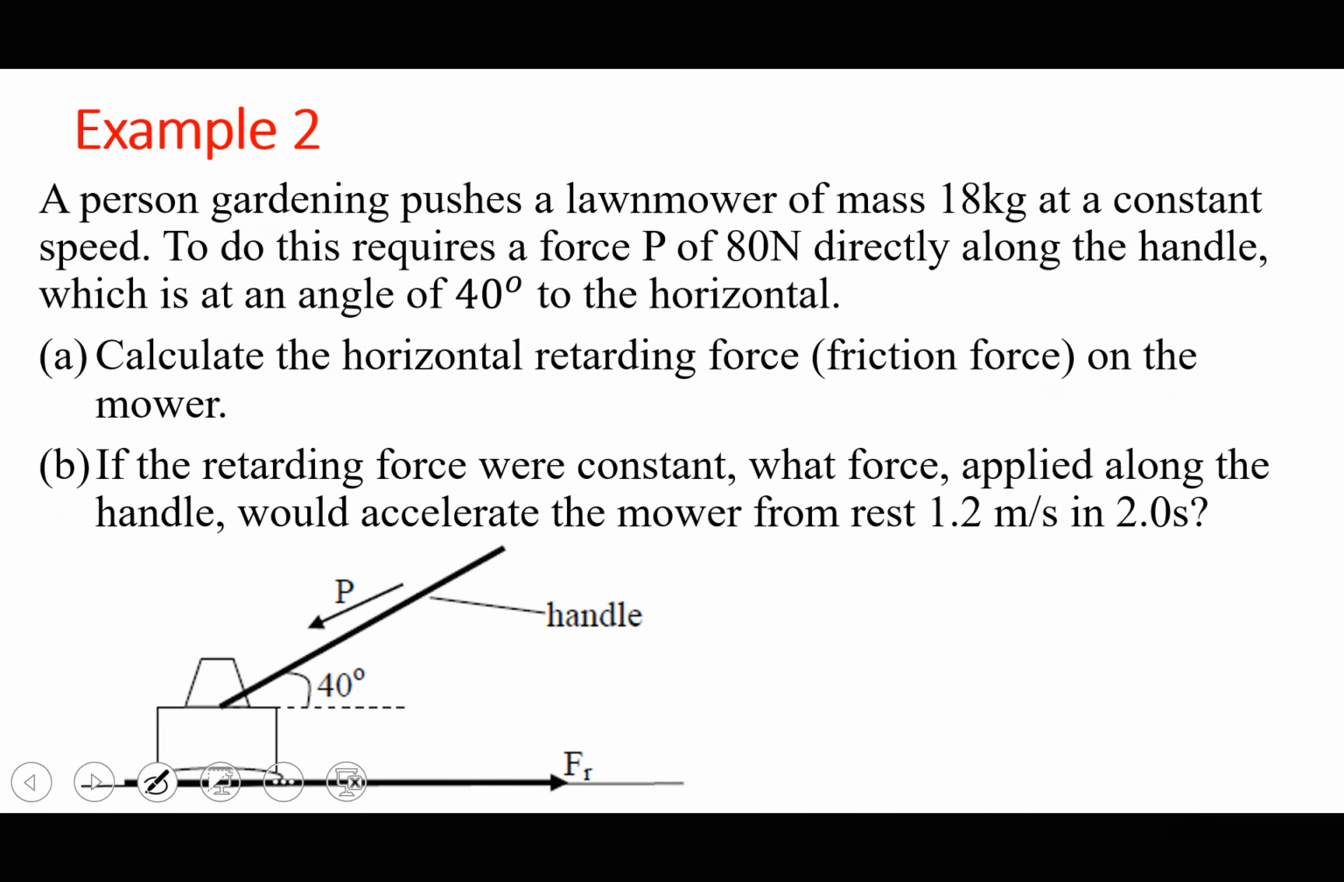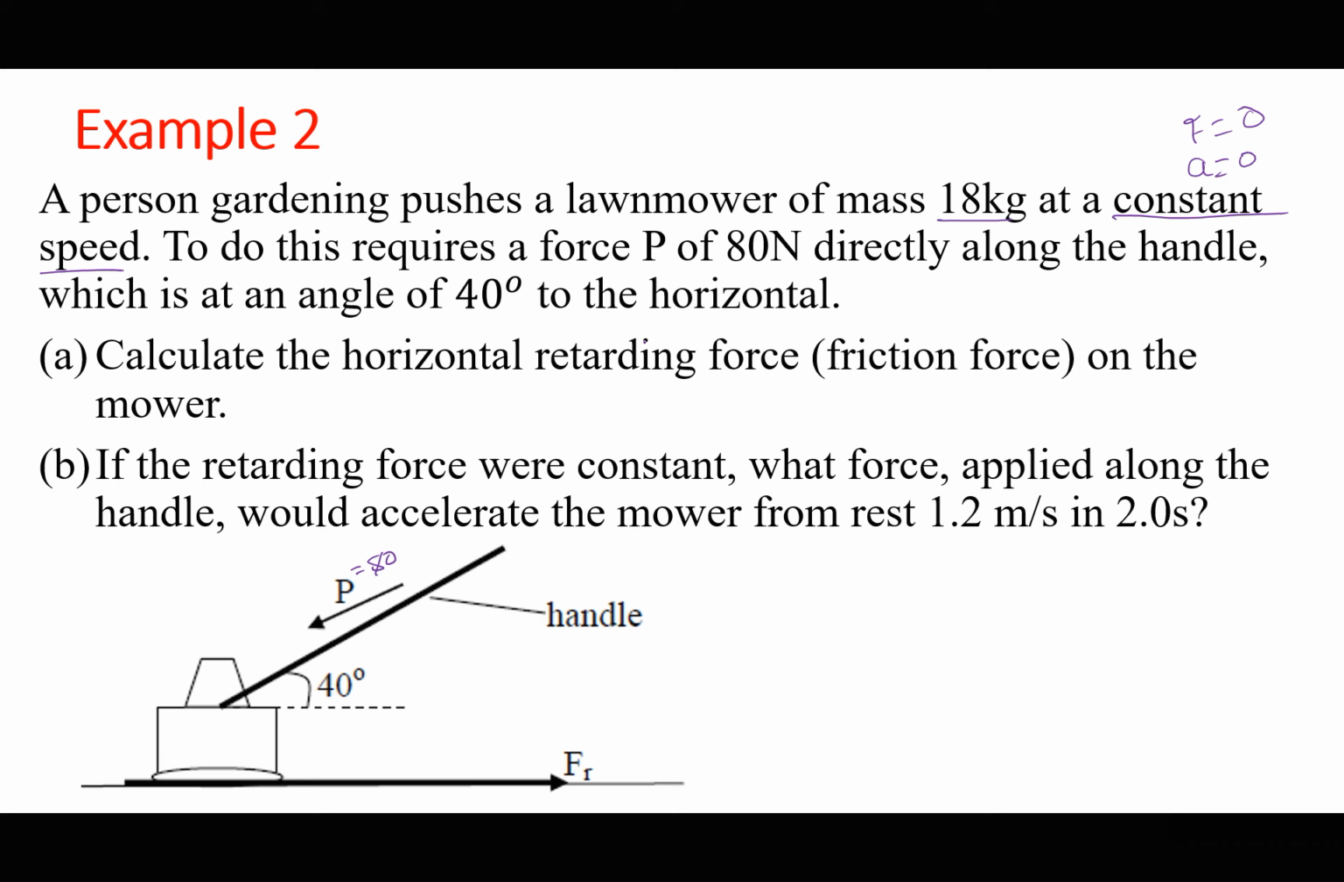Example 2, a person gardening pushes a lawnmower of mass 18 kilograms at a constant speed. So if it is at a constant speed, it means acceleration is going to be 0. Resultant force must be 0 if the speed is constant. To do this requires a force of 80 newtons directly along the handle, which is at an angle of 40 degrees to the horizontal. Calculate the horizontal retarding frictional force.